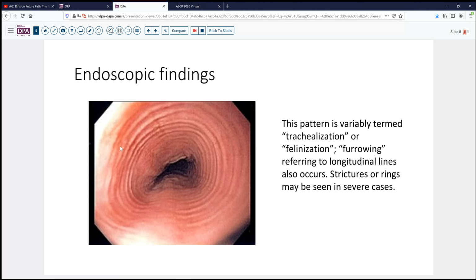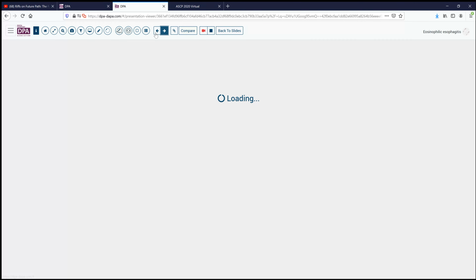Note these concentric rings, or what is sometimes called trachealization of the esophagus. This is characteristic of this particular disorder. Other features that can be seen in this particular entity is some furrowing, which you see a little bit of here, as some of these sort of plowed field type of lines vertically in the esophagus also begin to appear. And some people have referred to this also as felinization, this combination of traits here. Some patients who have this disorder also will have strictures or rings that develop.